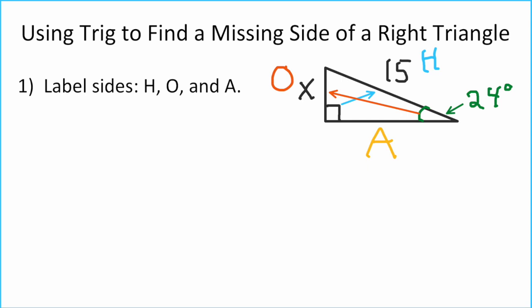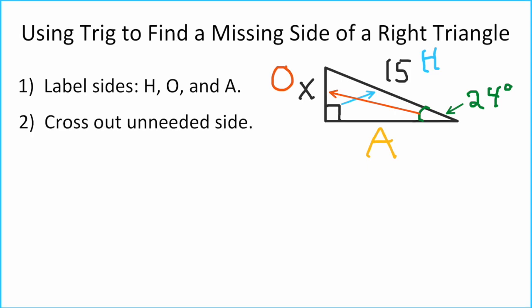Now the second step you can do is cross out the unneeded side. By unneeded, I mean nothing's going on with that side. So you can see that x is the opposite side, 15 is the hypotenuse, and in this problem we don't care about the adjacent side. You can cross that out. It just makes it visually easier to figure out what we're going to use here.